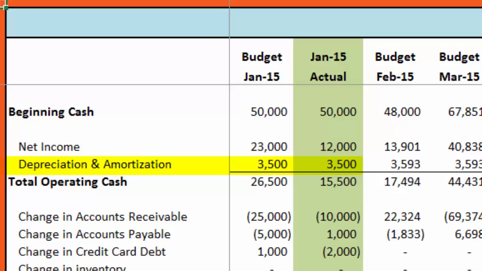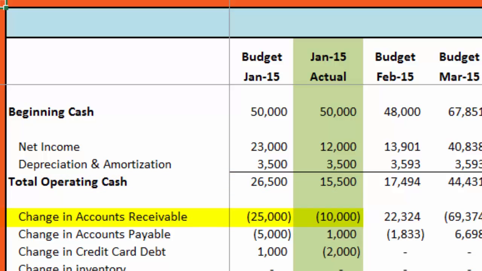You don't write a check for depreciation or amortization, even though they show up on your P&L and budget as expenses. Therefore, they do not impact cash. But since these expenses lower your net income on your P&L and budget, we must add these expenses back in to get a true reflection of your cash flow. We now see that your net income plus your depreciation and amortization equals your total operating cash.